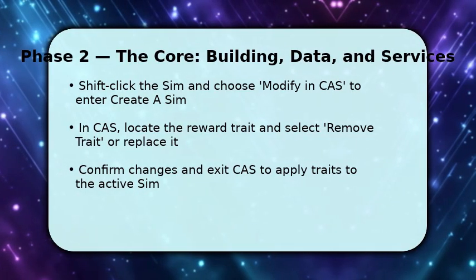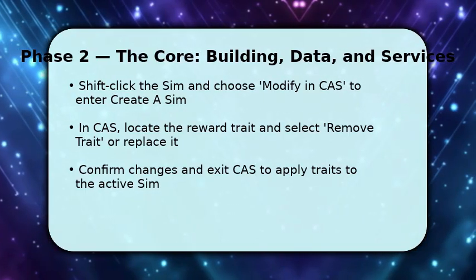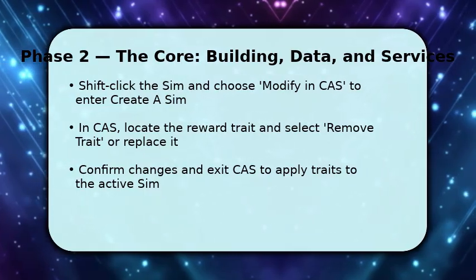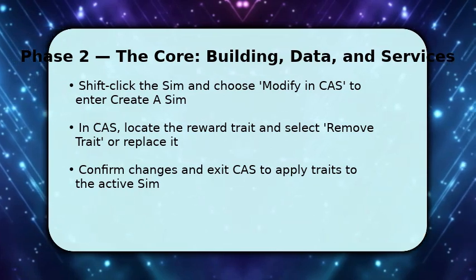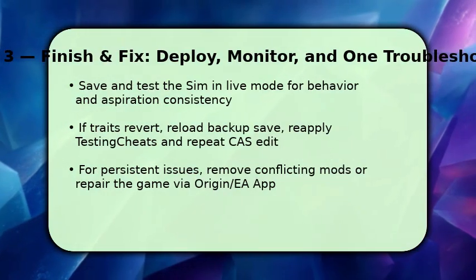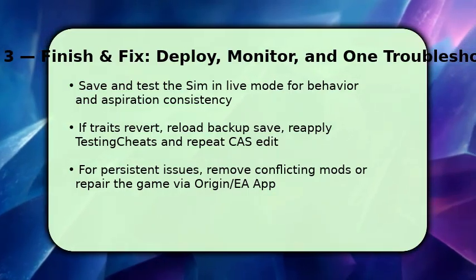The game will update the sim's behavior. If you removed an unlock tied to aspiration, make sure aspiration progress still functions by checking the sim's needs and rewards inventory. Finish by saving the game and testing the sim in live mode to confirm the reward trait is gone and behavior is normal.